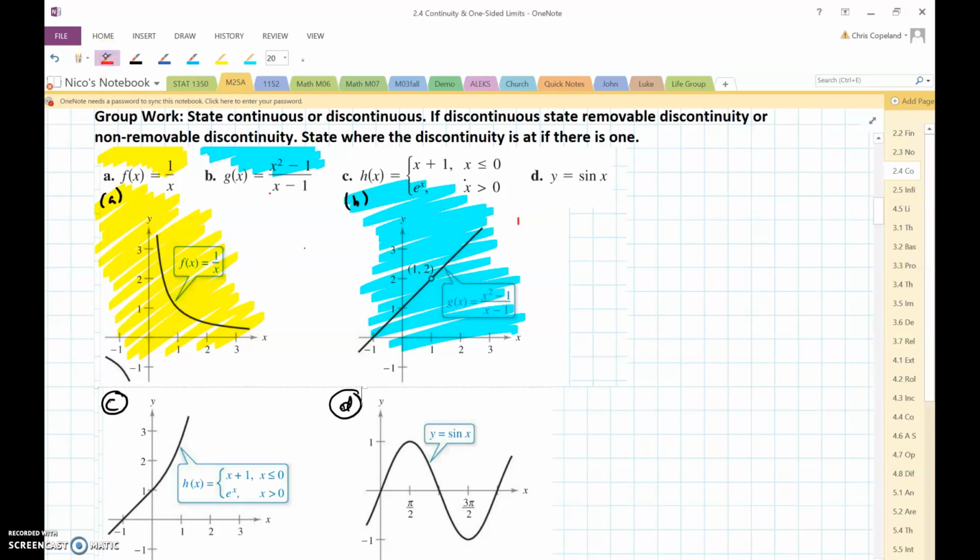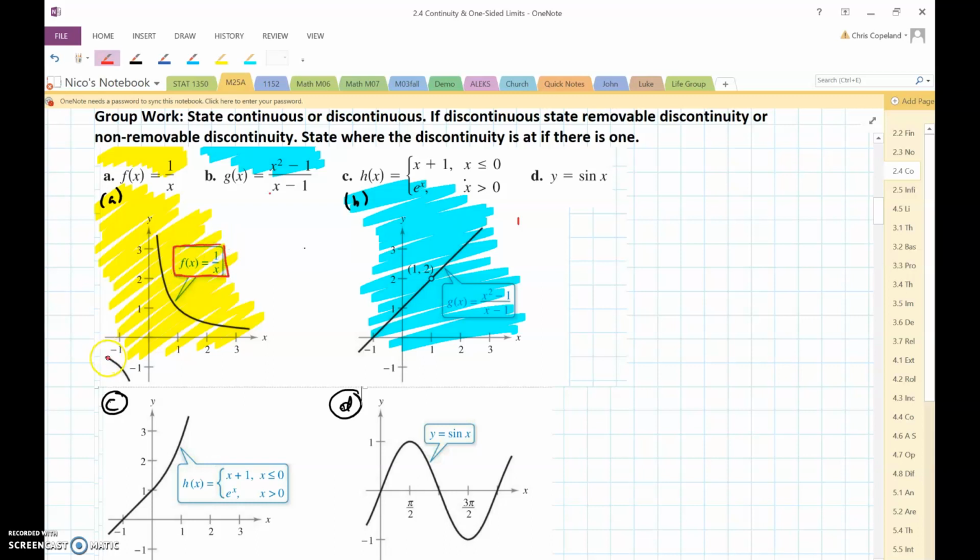Okay, if we look at this example here, again, we want to state if it's continuous or discontinuous. If there is a discontinuous state, removable discontinuity or non-removable discontinuity, and state where the discontinuity is at, if there is one.